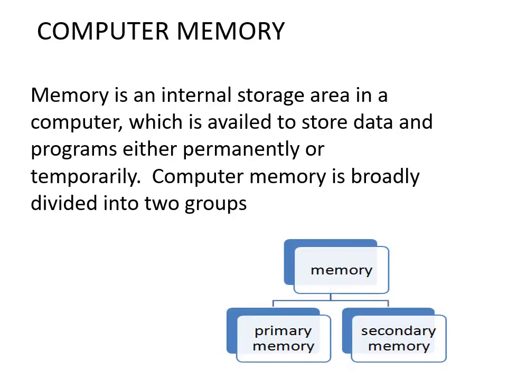Today, I'm going to explain the topic computer memory. Memory plays a very important role in a computer. It is the basic unit where data and instructions are stored. So, memory is an internal storage area in a computer which is available to store data and programs either permanently or temporarily. Computer memory is divided into two groups, primary memory and secondary memory.